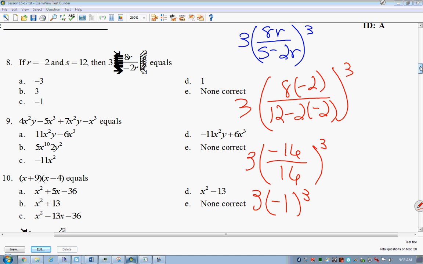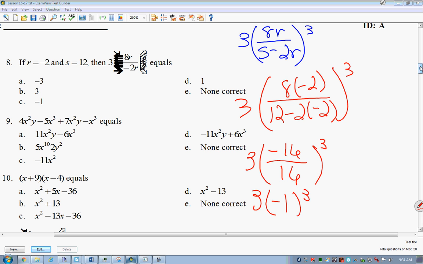Exponents. Okay, this one's kind of a tricky one though, right? Because it's, what is negative 1 cubed the same as? No, because it's not 1. It's negative 1 times negative 1 times negative 1. Well, what's negative 1 times negative 1? But what's 1 times negative 1? Right, because it's an odd number.